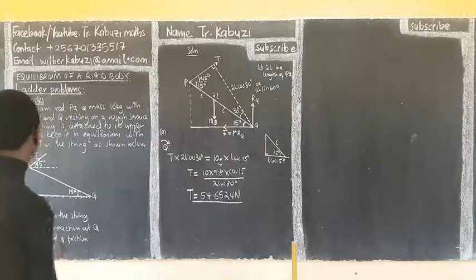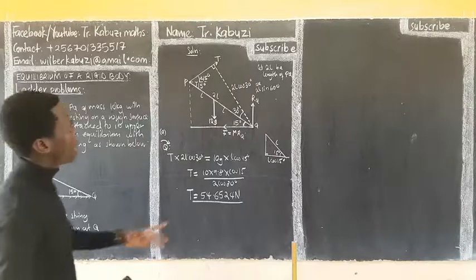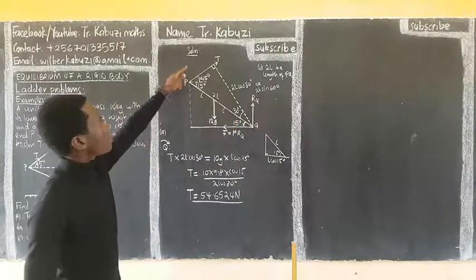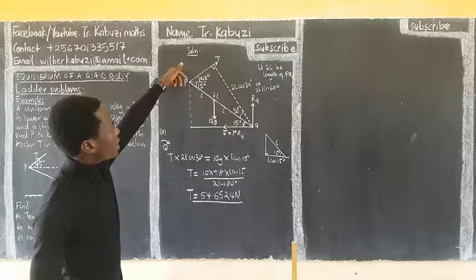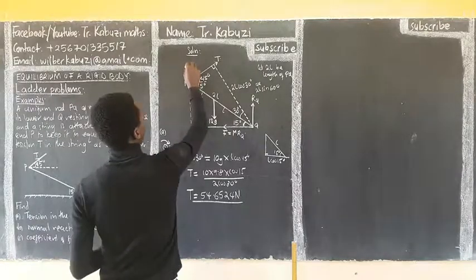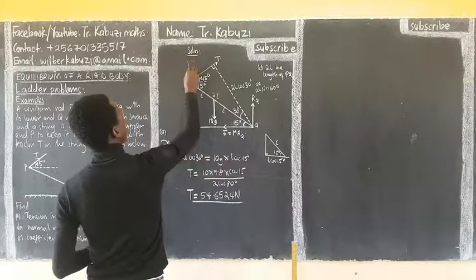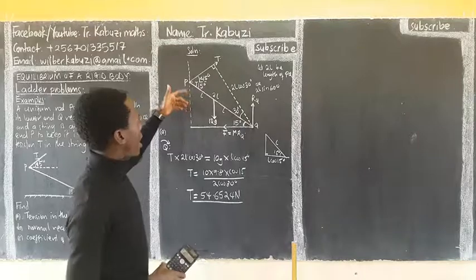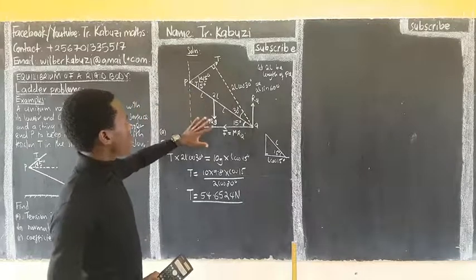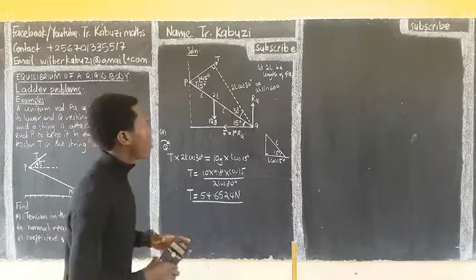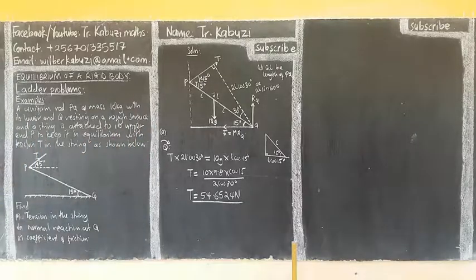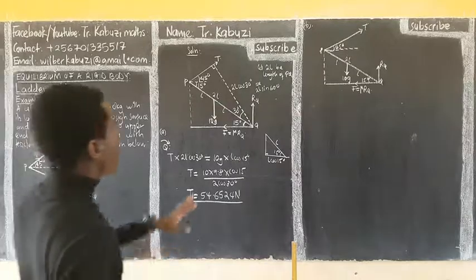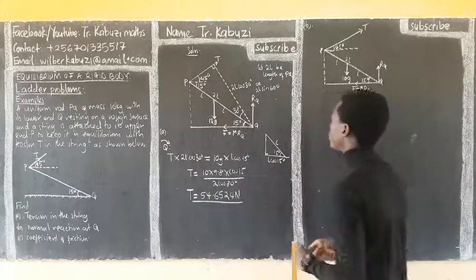Now part B, they want us to get the normal reaction. Now the normal reaction is acting vertically. So it means that we have to first resolve this here. Maybe I draw another diagram so that you can use that and you don't interfere with this. So I'm going to pause the video for some seconds. Okay, so now let's draw this so that we don't confuse it.